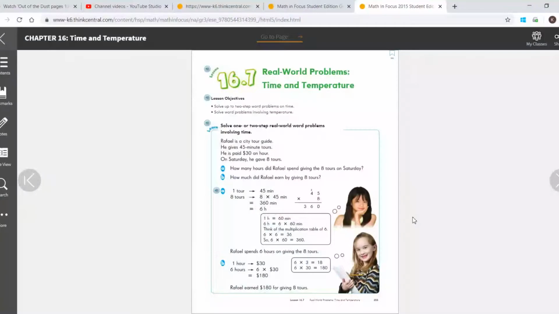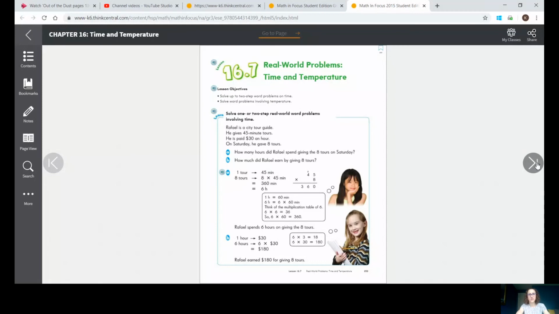Today we continue on time. It's going to be lesson 16.7, real world problems, time and temperature. All right, it's in your student book B, page 253. But I'm also going to share my screen with you just in case.